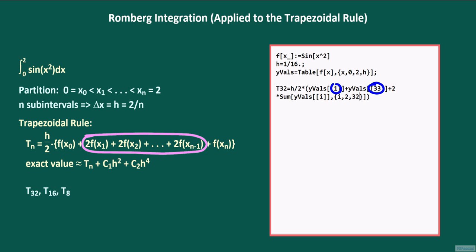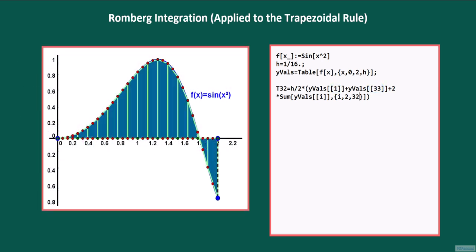We write almost exactly the same command line for t sub 16. We simply tweak the value of h and the range of the index I in the code. So we write t16 equals the step size, which is now twice h, since the subintervals for t sub 16 are twice as long as those for t sub 32. 2h divided by 2 is h. To this, we multiply the quantity with f of 0 and f of 2, which are respectively y vals double bracket 1 and y vals double bracket 33, followed by 2 times the sum of y vals double bracket I.